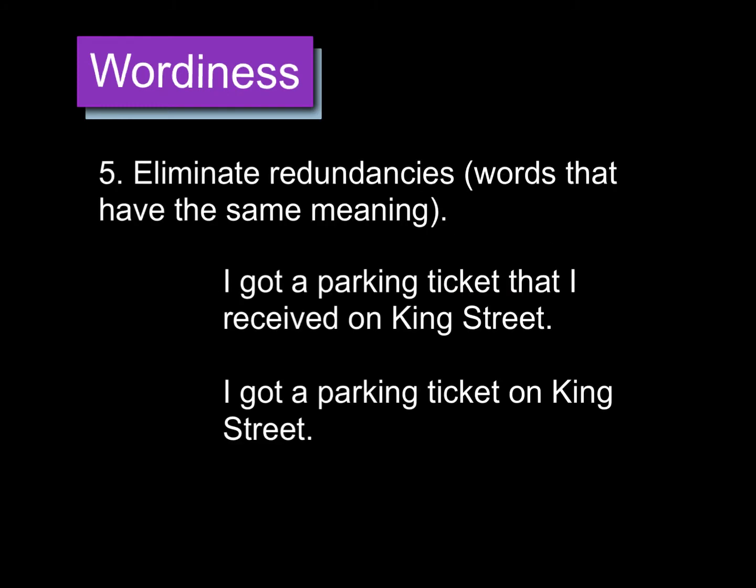A fifth strategy is to eliminate redundancies, which are words that have the same meaning and are in the same sentence. For example, I got a parking ticket that I received on King Street. Well, got and received are the same thing. You don't need them both. How about just, I got a parking ticket on King Street? That's much better.